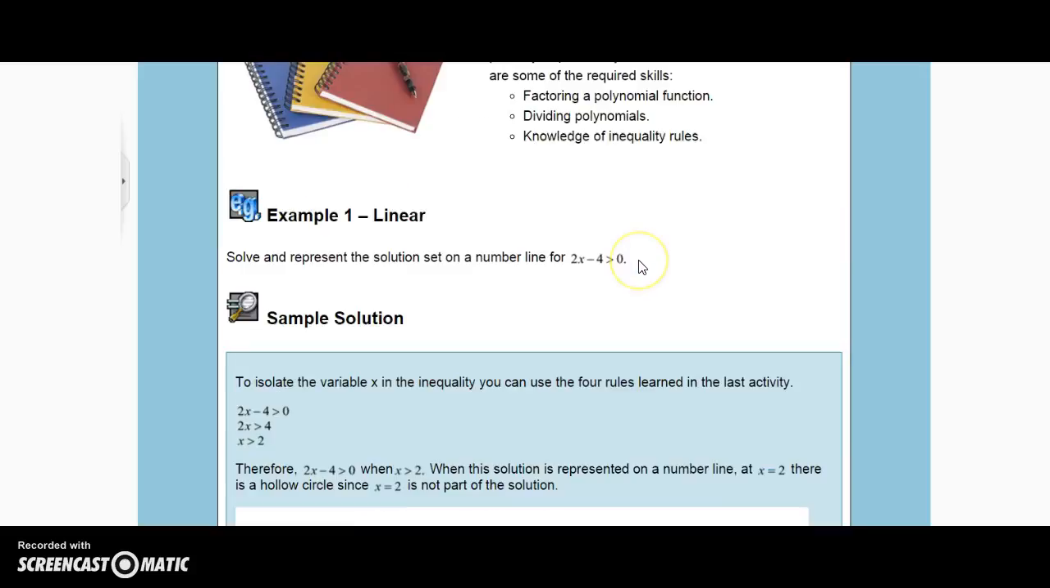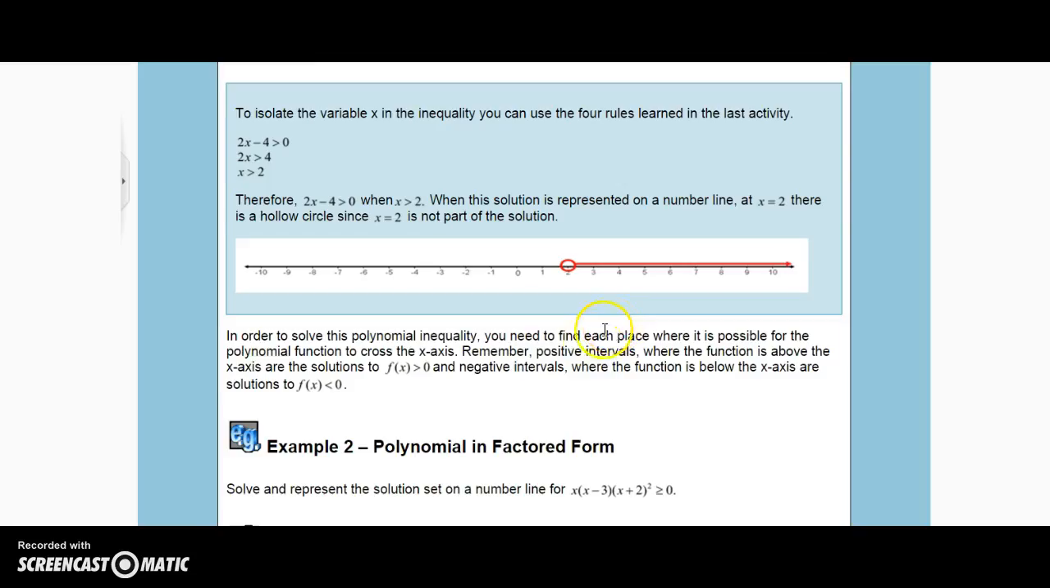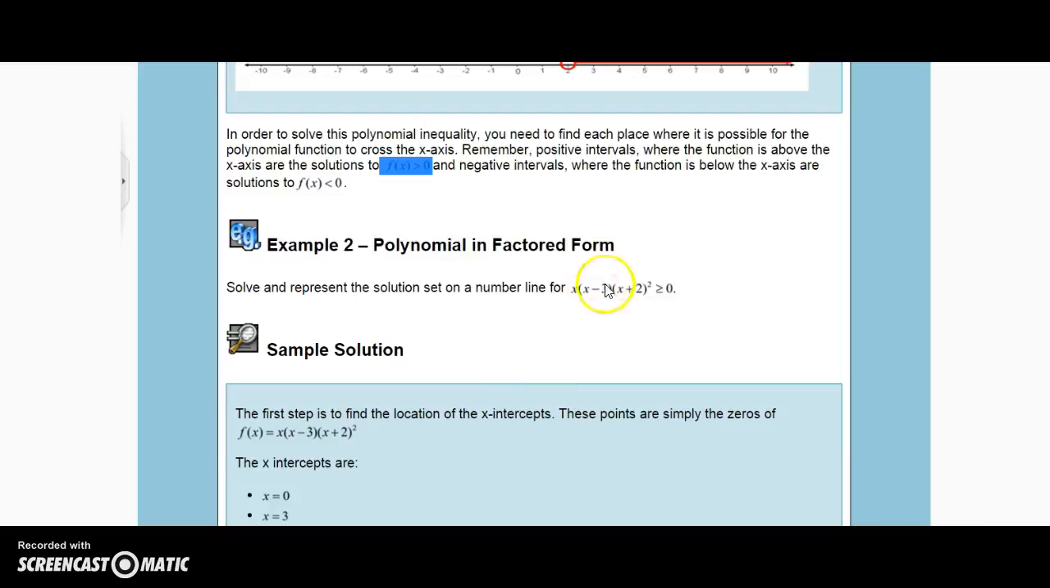So we look over here. What does that mean? What we want to know is here. Remember that positive intervals where the function is above the x-axis are the solutions to this. So what you're asking is this: when f at x is greater than this, or when is y greater than this? So let's go back to grade 10 and 11. We're looking at when is this function, when does this have a y value greater than 0?